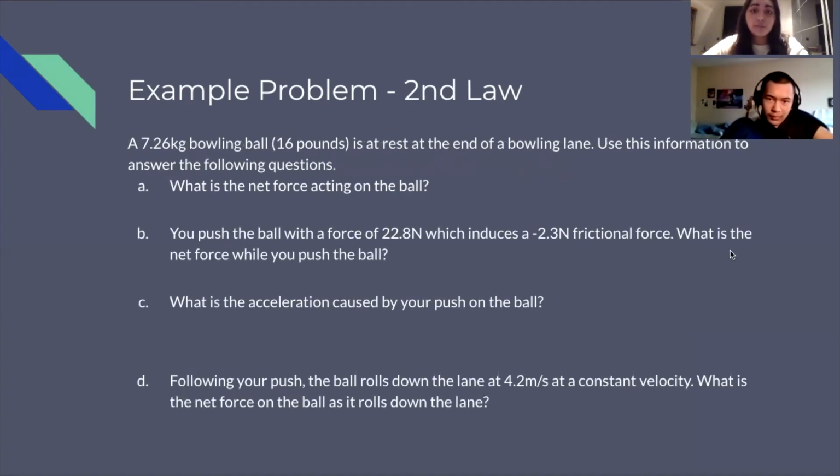And now our second problem, which is related to the second law. A 7.26 kg bowling ball is at rest at the end of the bowling lane. With this information, answer the following questions. What is the net force acting upon the ball? If you push the ball with a force of 22.8 newtons, which induces a negative 2.3 Newton frictional force, what is the net force while you push the ball? What is the acceleration caused by this push? And following your push, the ball rolls down the lane at 4.2 meters per second at a constant velocity. What is the net force on the ball as it rolls down the lane? So again, 5 seconds, pause the video and give it a go.